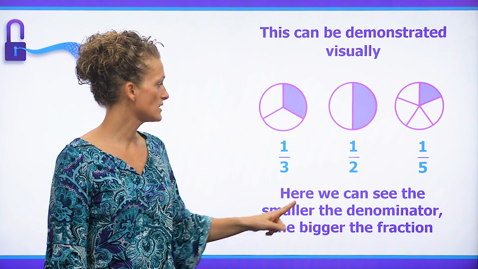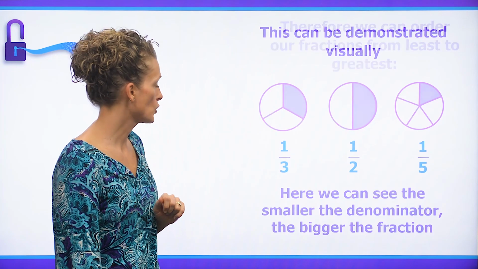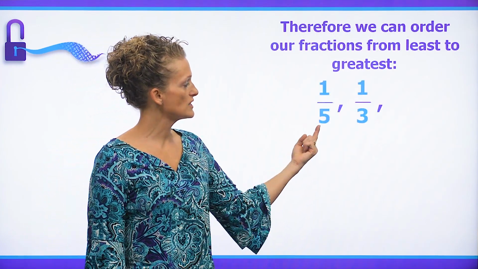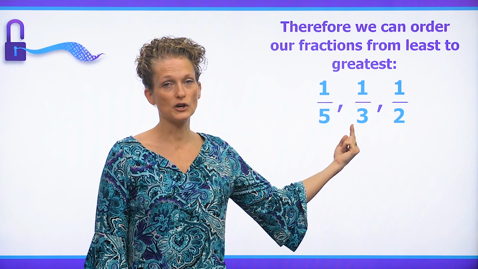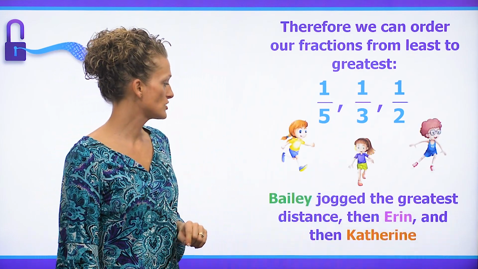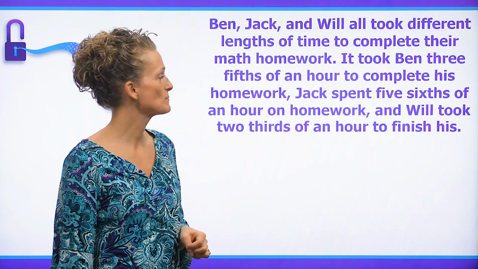So we can see that the smaller the denominator, the bigger the fraction, or the bigger its value is. So we can order our fractions from least to greatest. 1/5 was the smallest, then 1/3, with 1/2 being the biggest. So Bailey jogged the greatest distance, then Aaron, and Catherine jogged the least.